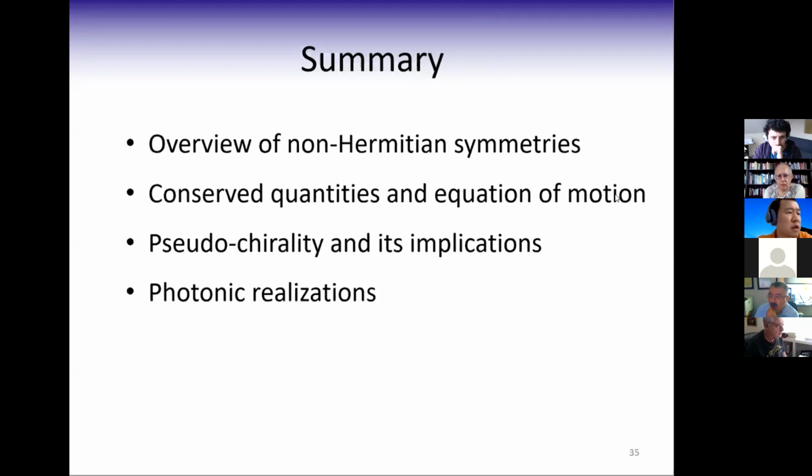The last difference I would like to mention is because of anti-PT symmetry, which I showed you is very similar to the particle symmetry or the charge conjugation symmetry. So anti-PT can actually give you 0 modes, but PT cannot. So that's a big difference.